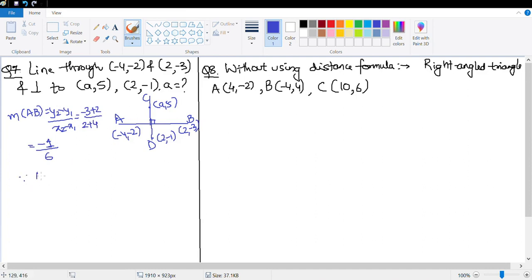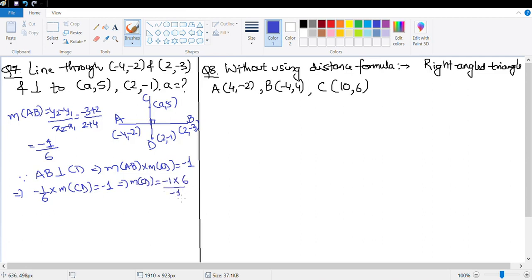Since AB is perpendicular to CD, the slope of AB multiplied with the slope of CD will be equal to -1. I know the slope of AB, which means -1 by 6 into slope of CD is equal to -1. Let's cross multiply, which means the slope of CD will be equal to -1 into 6 upon -1. Therefore, the slope of CD is equal to 6. So we've got the slope of this line.